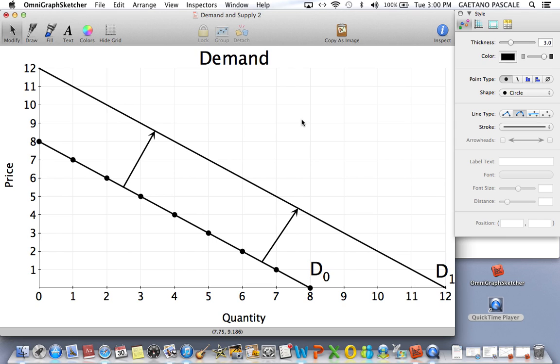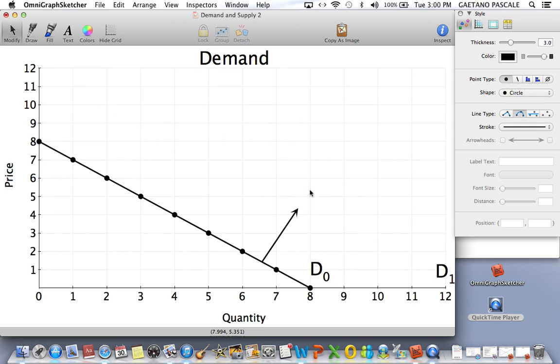A change in quantity demanded means that there is no new demand curve. We are on the same demand curve. So let me delete this out of here to illustrate that point.